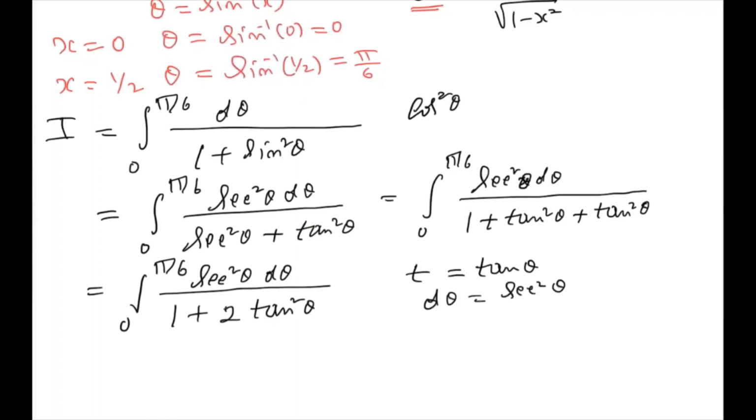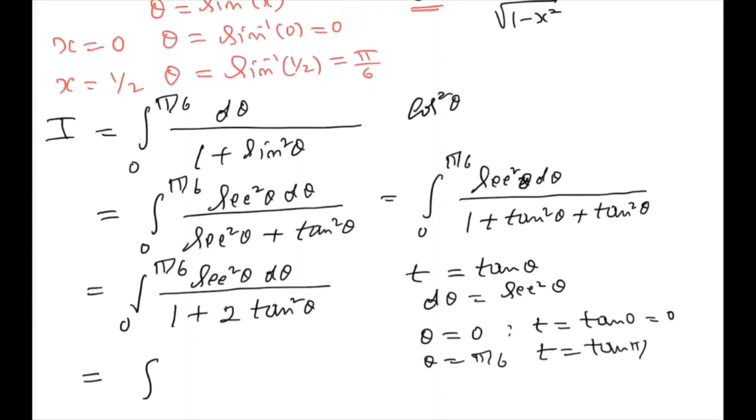So accordingly, limits also change. When theta is 0, t, that is tan 0, is 0. When theta is pi by 6, t is tan of pi by 6, that is 1 by root 3. So the limits are 0 to 1 by root 3, dt upon 1 plus 2t square.